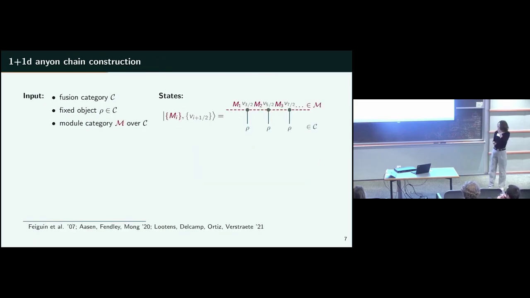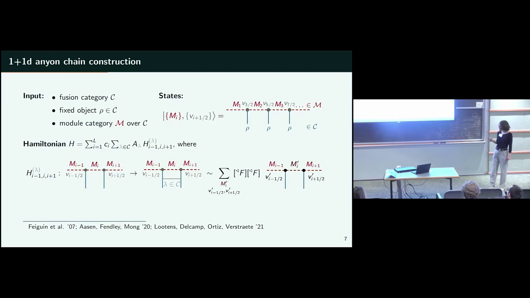Okay. So taking the fusion category and the module category as input, we can construct an anyon chain. So this notion of anyon chain is a bit more generalized. Now basically the Hilbert space is determined by the module category. So these edges here are labeled by objects in the module category, and the vertical legs are all labeled by one fixed object row in the fusion category.